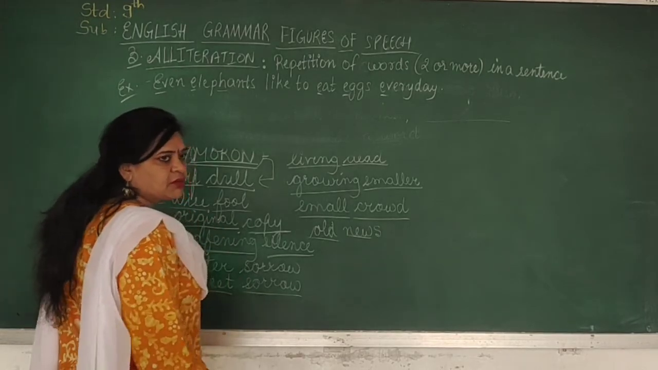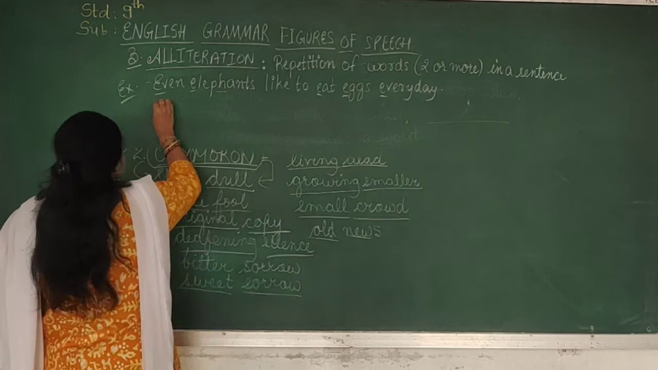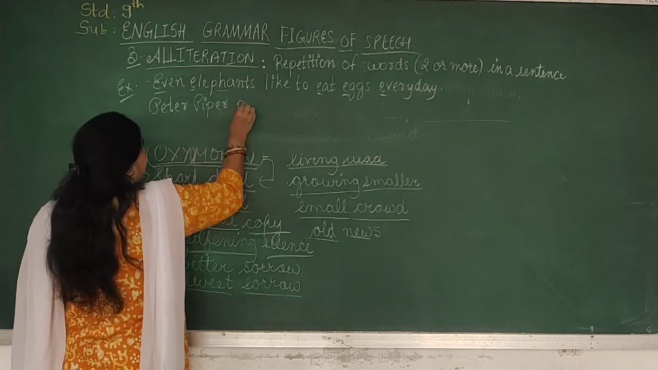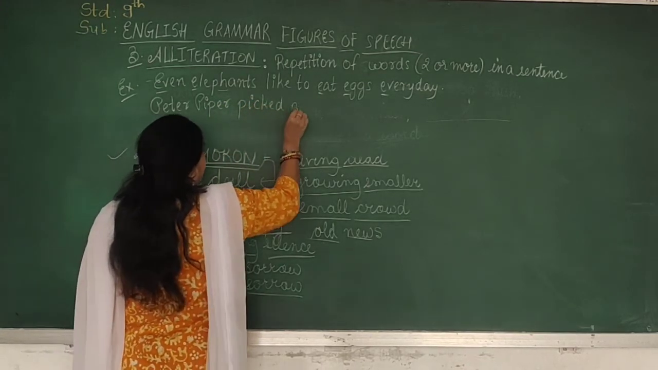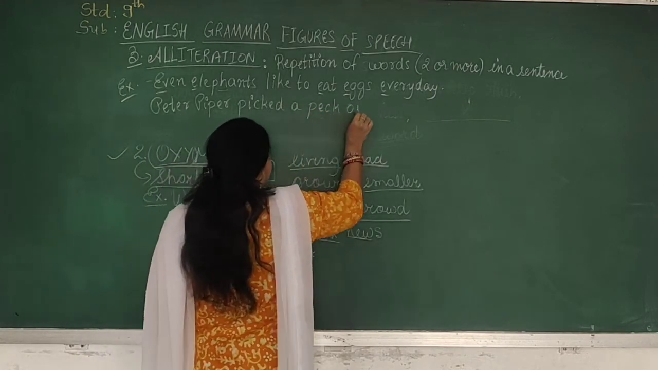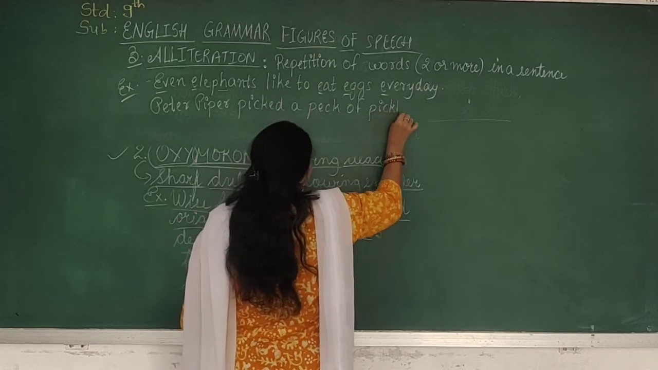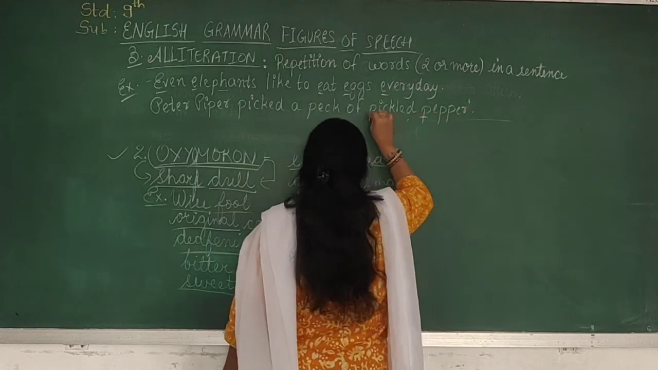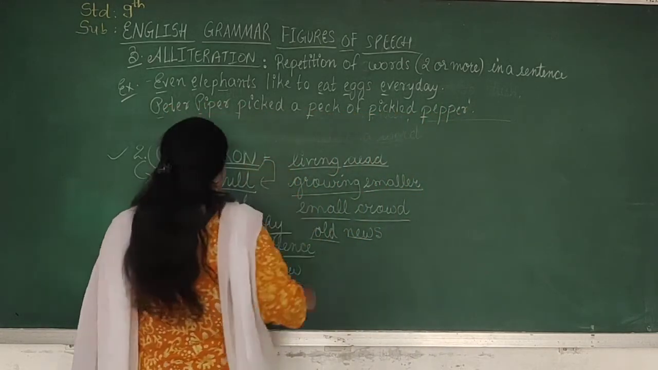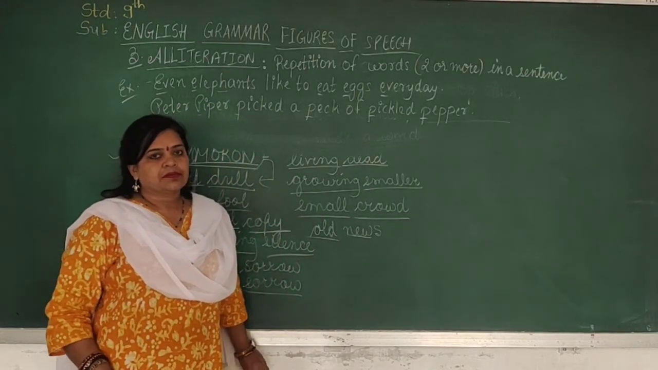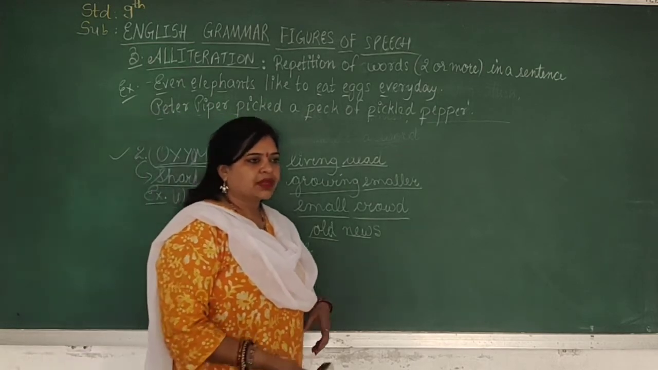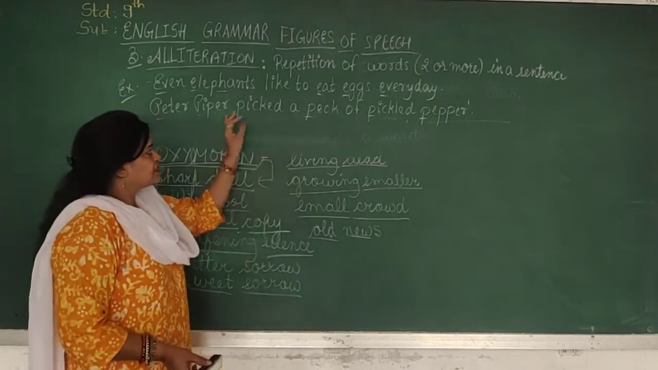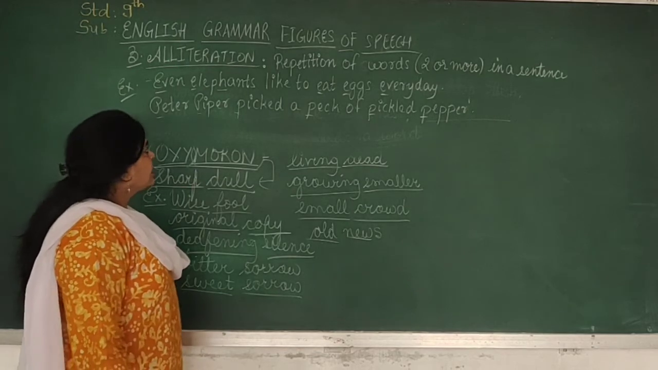Let me give you some more examples so you are not confused at your level. Peter Piper picked a peck of pickled pepper. Got it? Can you try some? Like this: Peter Piper picked a peck of pickled pepper. It starts with P everywhere. So right now you understand this much, that the words start with the same alphabet in alliteration.